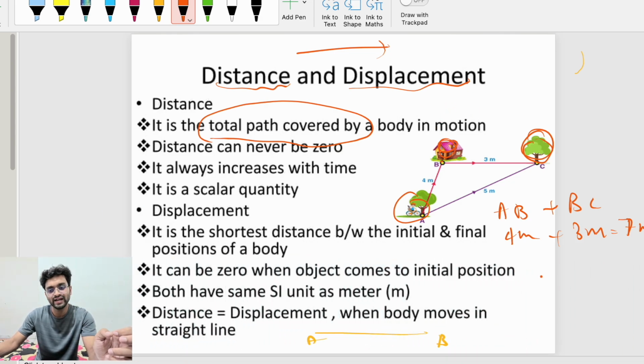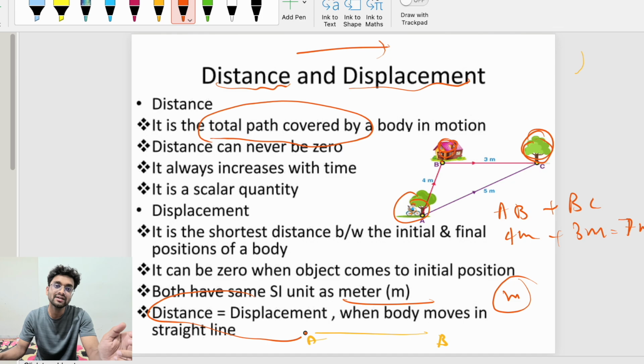The SI unit of both is the meter. And distance will be equal to displacement when an object, a car or a truck, is moving in a straight line. That means if a car moves from this point to this point, it is straight line motion, so the distance and displacement will be the same.